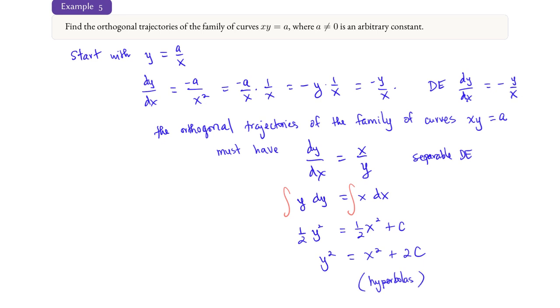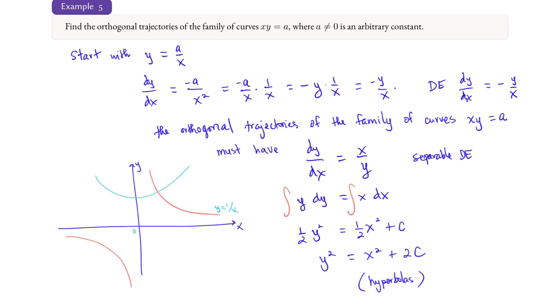For example, if a equals 1, then we might have y equals 1 over x. And so a family of orthogonal trajectories perhaps would be something that looks like this. Orthogonal at the point of intersection.